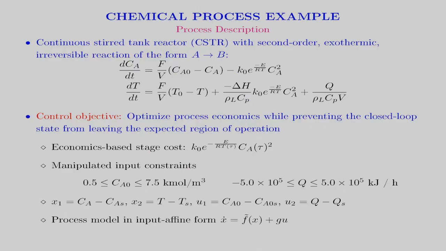We will be taking a look at a chemical process example in which a continuous stirred tank reactor is simulated with a second-order exothermic irreversible reaction of the form A goes to B. The following state trajectories are used to describe the process model, and the control objective is to optimize process economics while preventing the closed-loop state from leaving the expected region of operation.